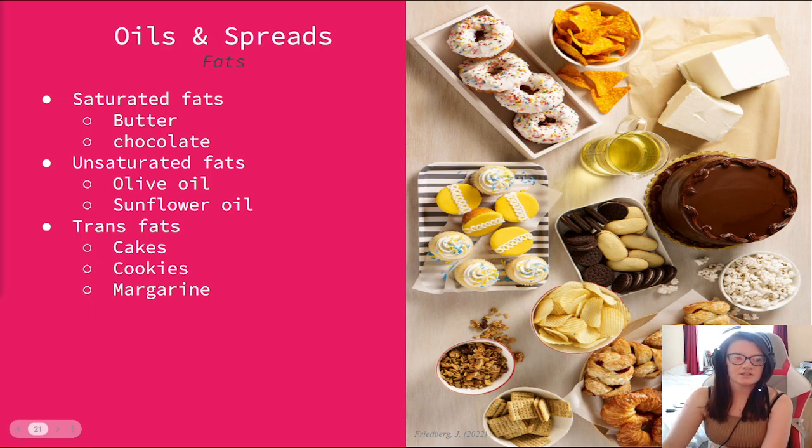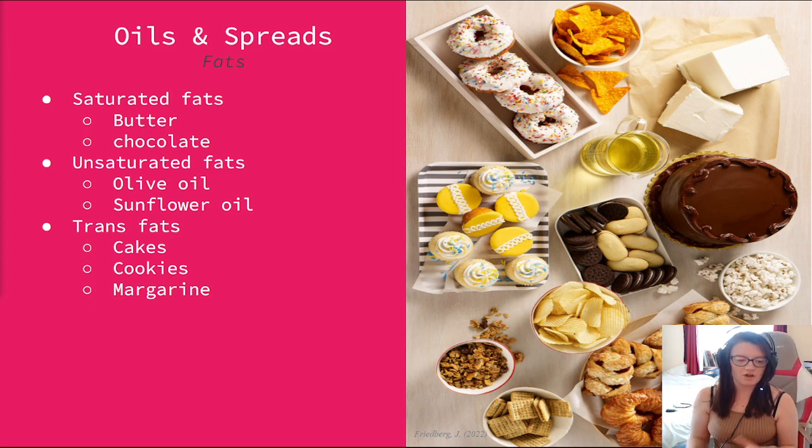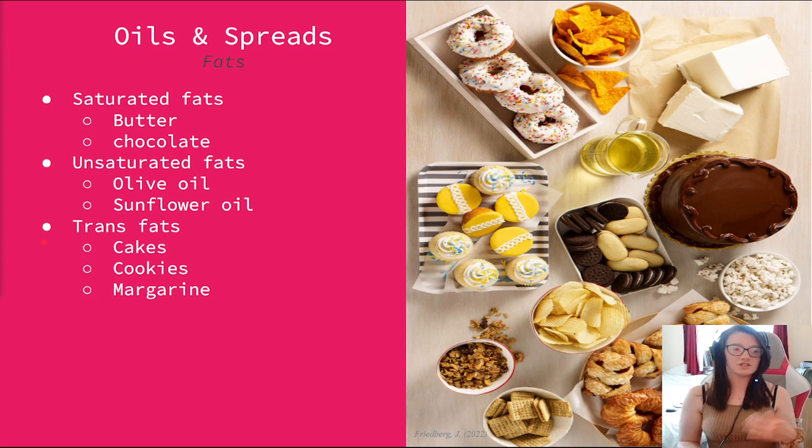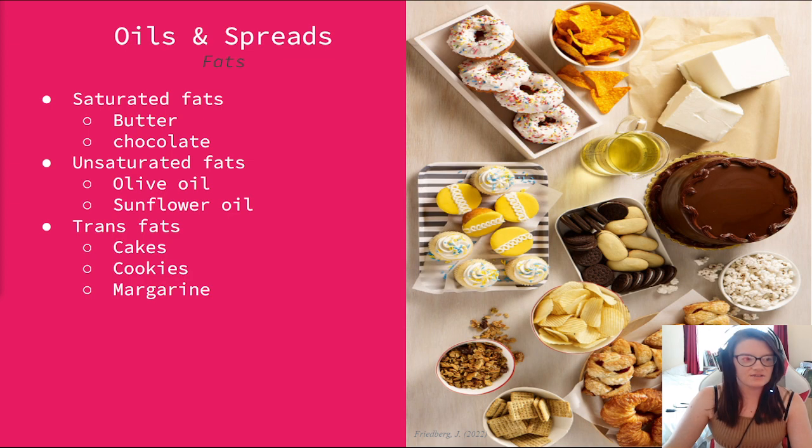Now fats are split into 3 different types. So we've got our saturated fats, which are known as unhealthy fats, our unsaturated fats, which are healthy fats, and our trans fats, which are very bad. Just very bad, unhealthy fats. This is your cakes, your cookies, things that really will clog up your system and can lead to some quite dangerous health conditions if you consume too much of them. So do try and stick to plant-based fats such as your olive oil and sunflower oil, and just limit your saturated fats if you can.